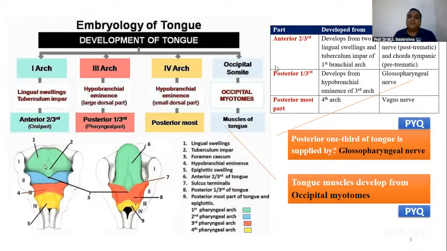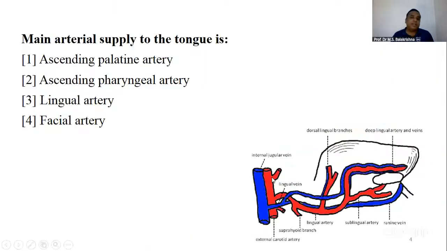So posterior 1/3 of the tongue is supplied by the 9th cranial nerve. And the tongue muscles develop from occipital myotomes. Extremely important, occipital myotomes. Right, so this part you should learn a little more. So basically, this is the embryology part. What we are discussing, the first question is the embryology part. Again, in the embryology section, we will discuss this also. So a lot more questions can be generated from here. So please go back and read this part in more detail.